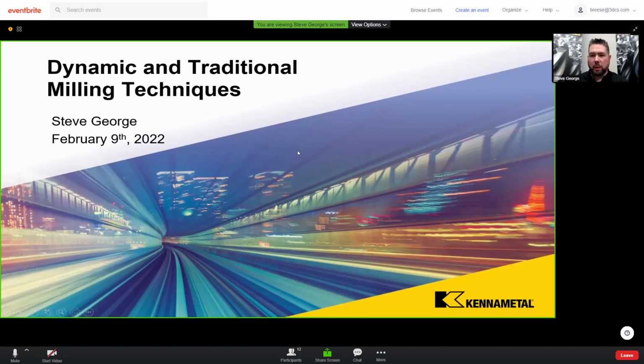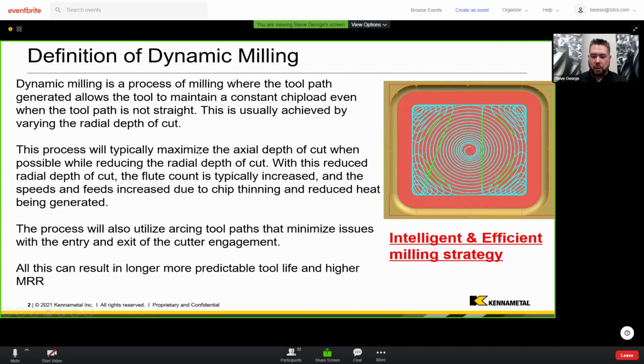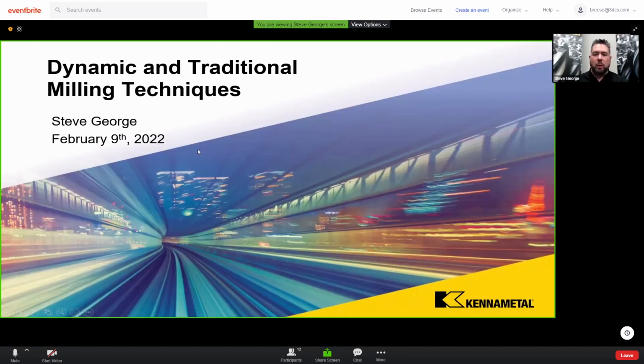All right, so hopefully you can see my screen now. So where I want to start here a little bit is to kind of talk about different types of milling techniques. This is applicable whether it is solid tools, for instance, solid carbide end mills, or indexable tools. You can definitely apply this to either one.